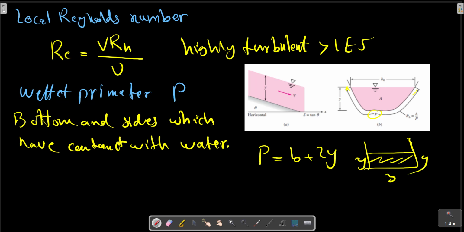Although the Moody chart would give a good estimate of friction factor in the channel flow in chapter 6, in practice it is seldom used. An alternative correlation, due to the Irish engineer Manning, discussed in the next section, is the formula of choice in open channel hydraulics.